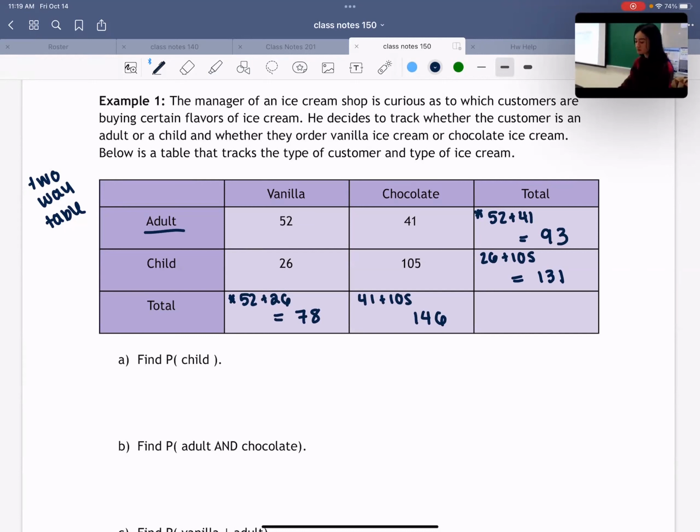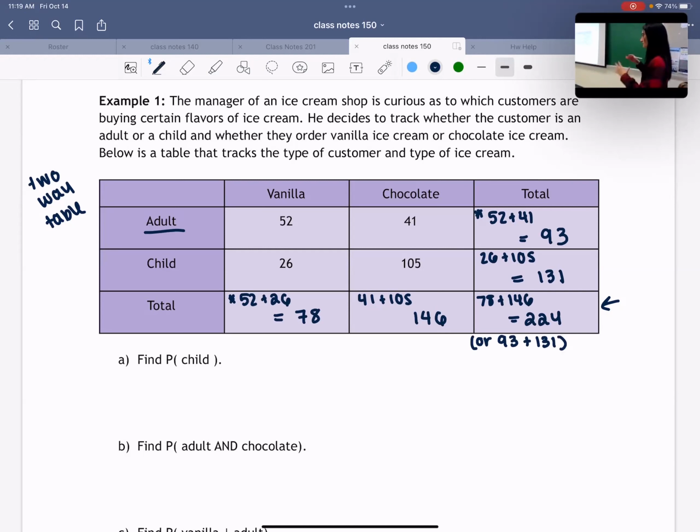Finally, this block represents the total amount of people that were sampled. So it represents the grand total. Any ideas on how to find this number? 78, 146. I can add 78 and 146, and that gives me 224. Yeah, right. You can also add 93 and 131, so I'm going to write a little note here, or 93 plus 131. That gives us the same answer, right?